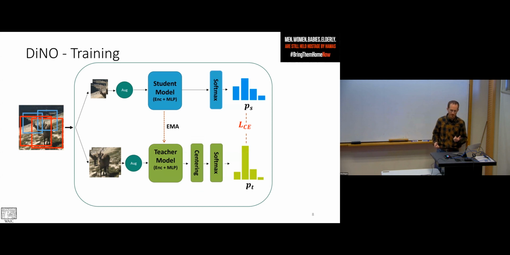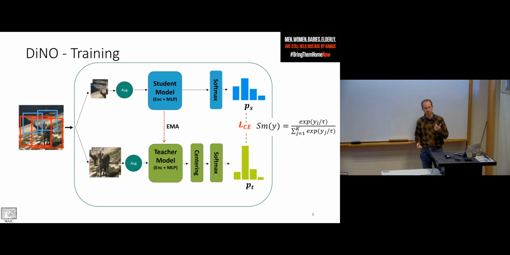We have this centering and the temperature on the softmax to prevent this system from collapsing to trivial solutions. And the exponential moving average is used to stabilize the system so that the teacher has some stable way of prediction, and the student needs to match these predictions on all images that it sees.